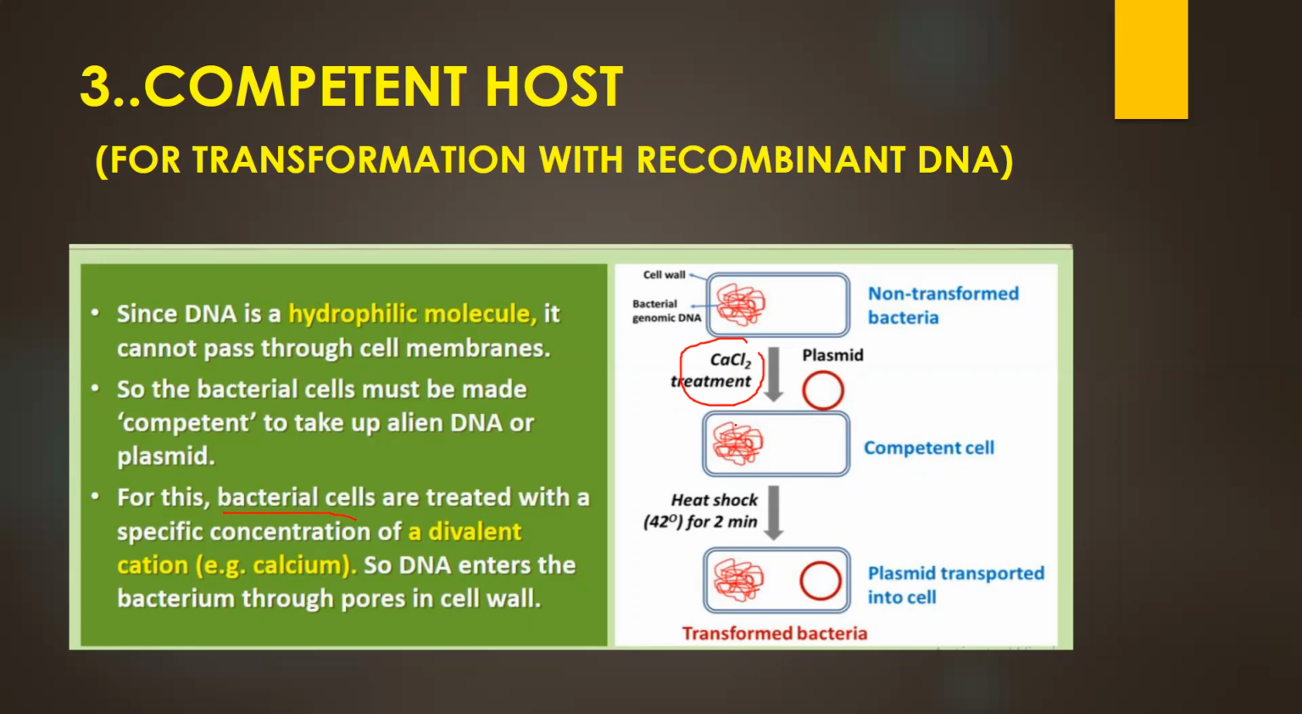Now, doing so, what happens? It increases the pore size of the cell wall. The bacterial cell with the recombinant DNA now is placed on 42 degrees Celsius. First it is placed on ice and then placed on 42 degrees Celsius, giving it a heat shock. So first you place it on ice, then at 42 degrees Celsius, then again on ice. So that is a heat shock treatment. And this enables the bacteria to take up the recombinant DNA.